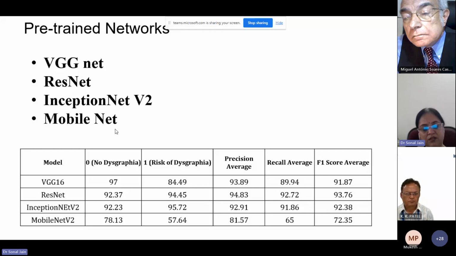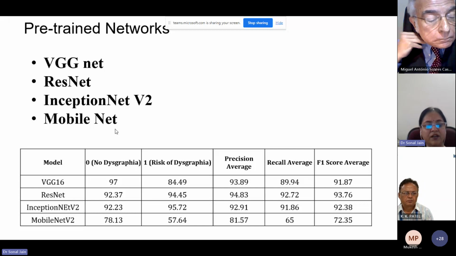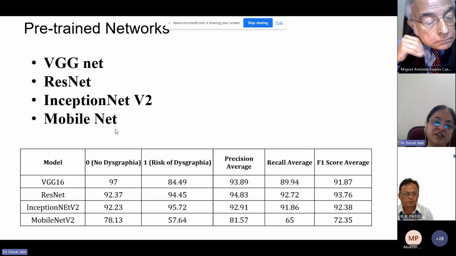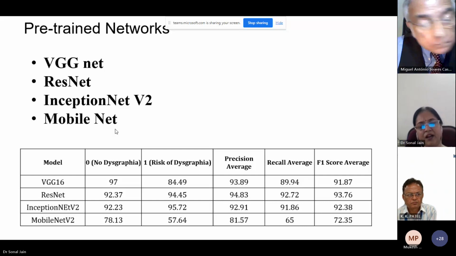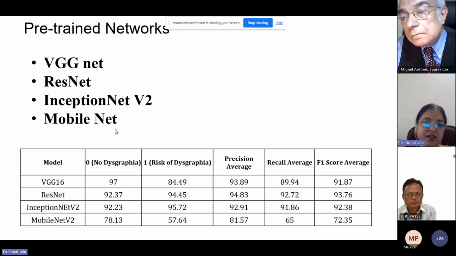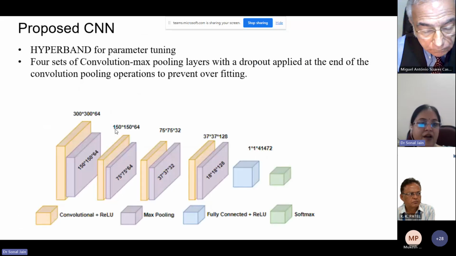But what point of observation was there, that if there is no risk of dysgraphia, we do get good results. But as far as the validation set is concerned, the risk of dysgraphia was not at par. The result which was expected, we could not actually get when it comes to detection of dysgraphia.